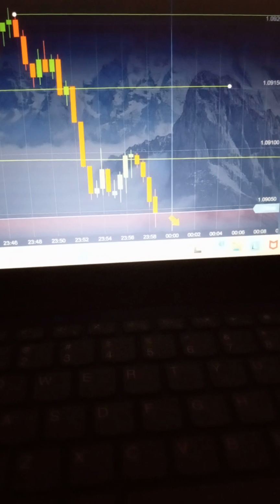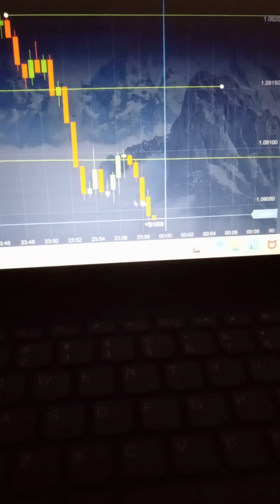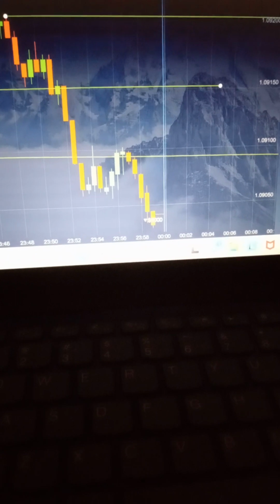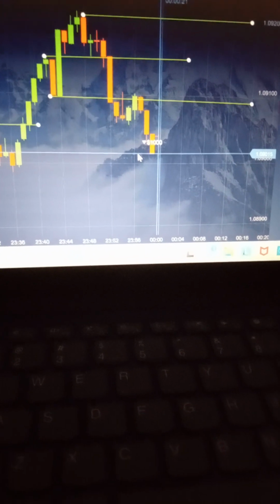You had price consolidate, meaning it moved sideways. Then it broke below support. This is an actual breakout. Let's go back to the 1 minute time frame and you'll see. You see? That's how you trade a breakout.